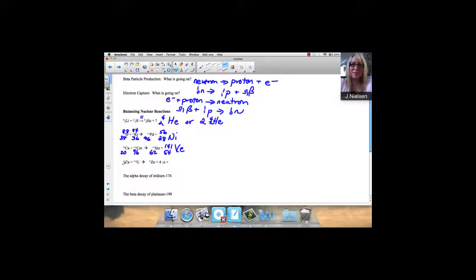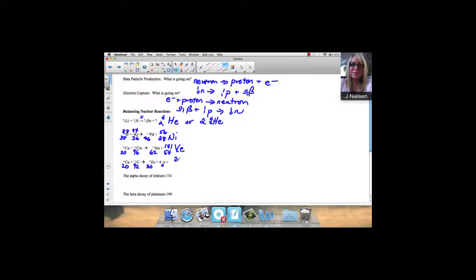Here we have calcium again, 40, 20, uranium 238, 92. Zinc is 70, 30. Here you have 4 neutrons, 1, 0, 4 of them. And the mass is 1, so you've got 4 times 1, which is 4, plus this 70, is really 74. And on the right there, you've got 238 plus 40, which is 278.